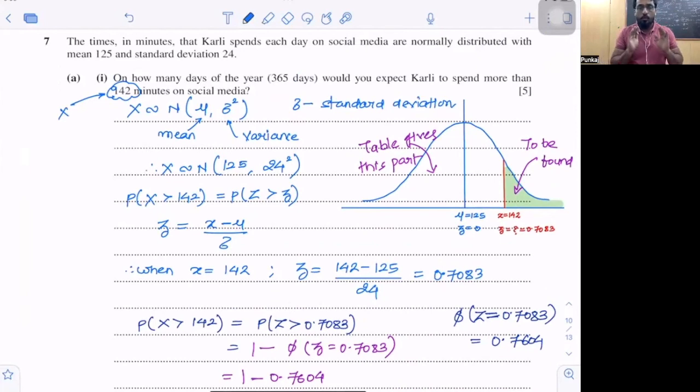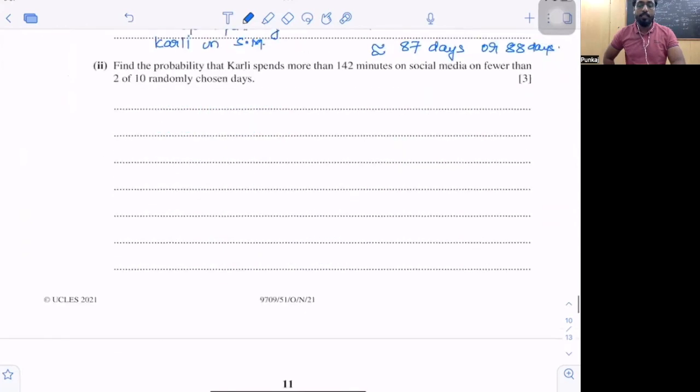So can you see question number 7, part A, the first sub-question, how the question was solved. It was for 5 marks, so you really need to know the concept. Okay, so make sure that you study your normal distribution very thoroughly. So that was your first part. Now let's move on to the second part of the question.